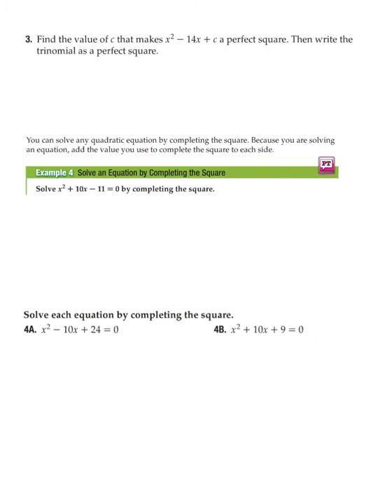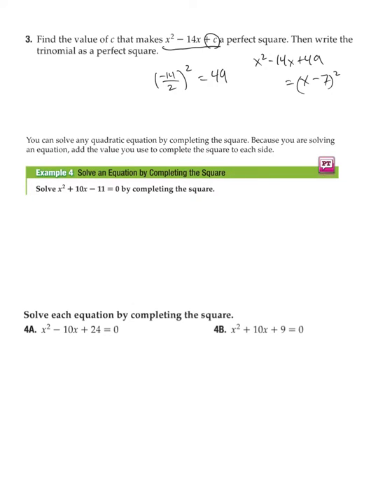Next page. All right, guys, another one of those examples here. What makes it a perfect square? Again, taking that middle term, in this case it's negative 14 over 2 and squaring it. Negative 14 over 2 is negative 7. Negative 7 squared is 49. So c would be 49. Writing it as a perfect square should be x minus 7 squared.